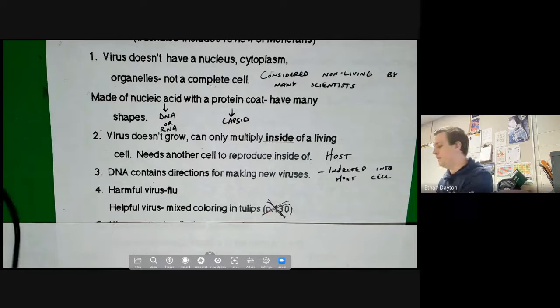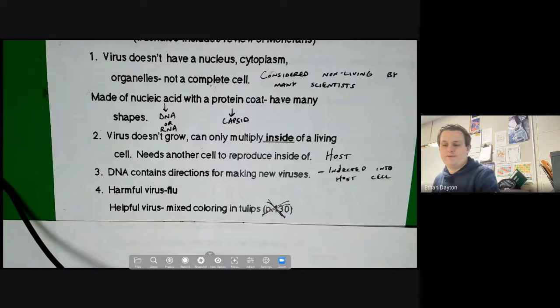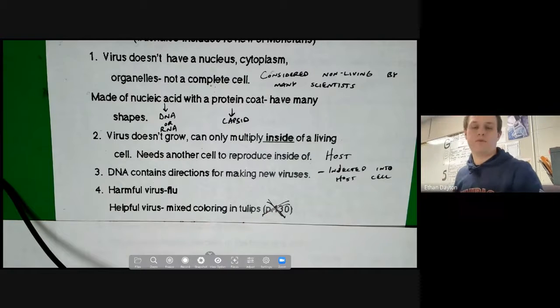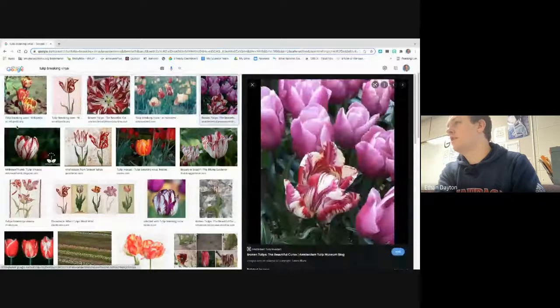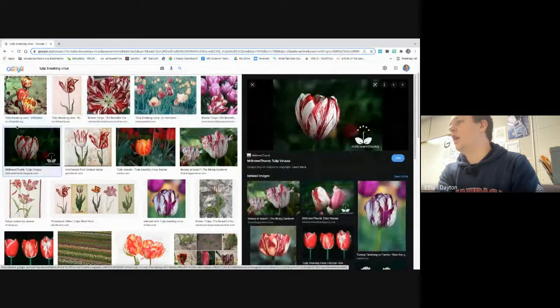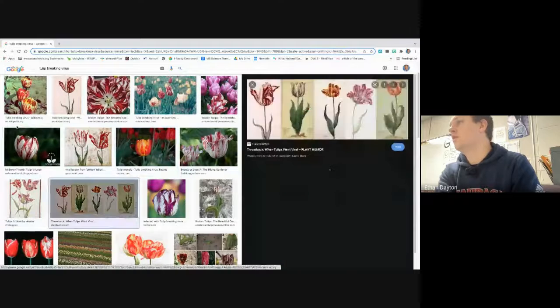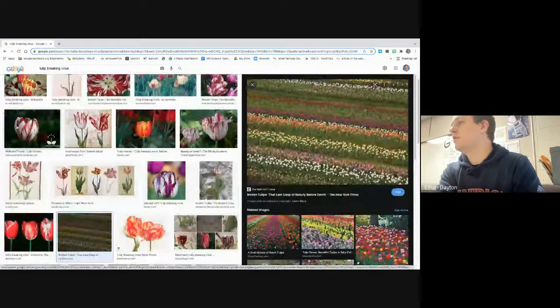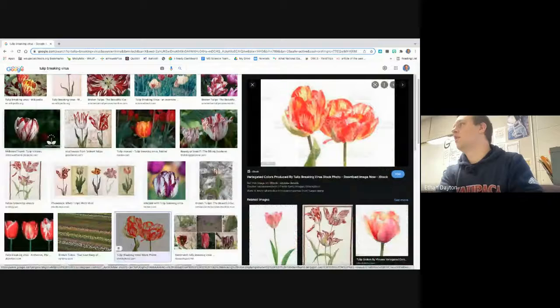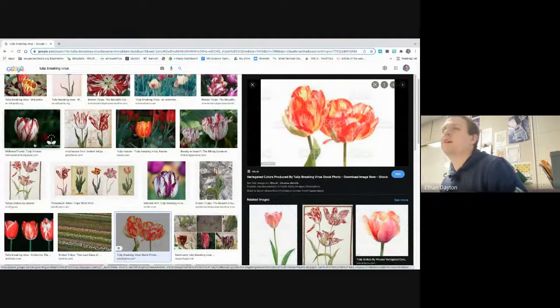That's cool. It's a mutation. It gets spread from tulip to tulip via aphid. Obviously, look, that's pretty, and that's caused by a virus, actually. Can a human get that and have mixed colors? No. What happens if it does it inside a sunflower? Will it explode? I don't know if it affects sunflowers.